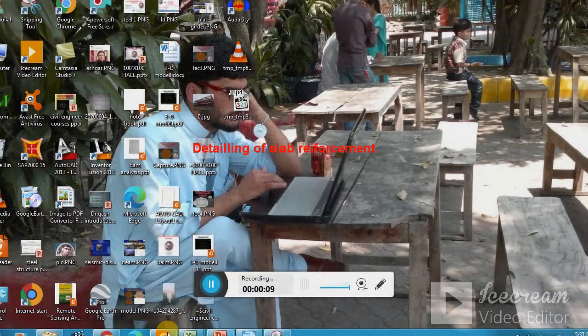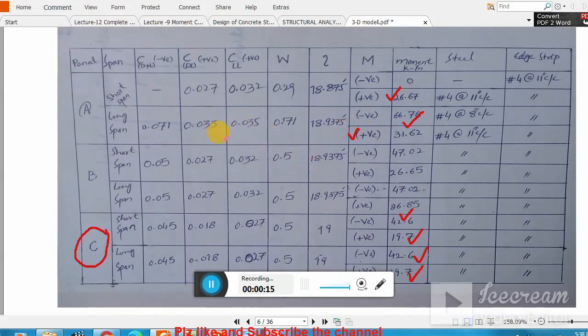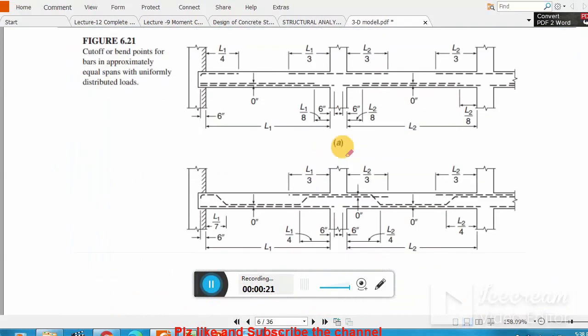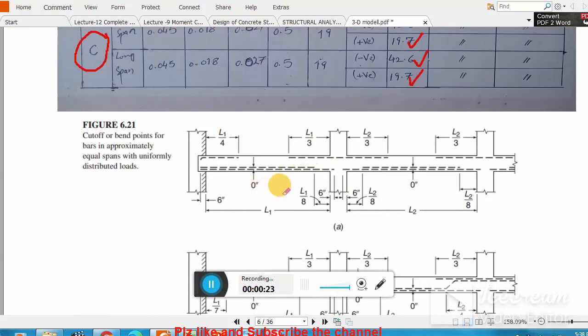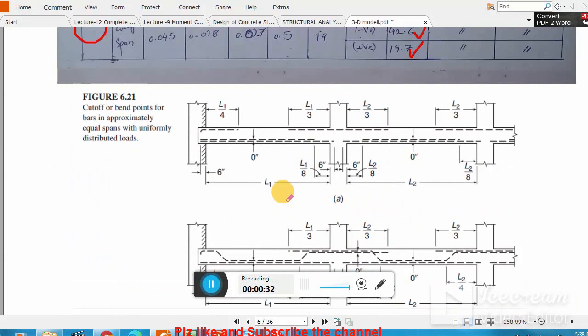Students, in lecture number 5 we covered this table and I showed you how to check these movements in an Excel sheet. Now in this lecture, inshallah, I will discuss a little bit of the detailing of the slab, and then I will discuss the design of the beam.